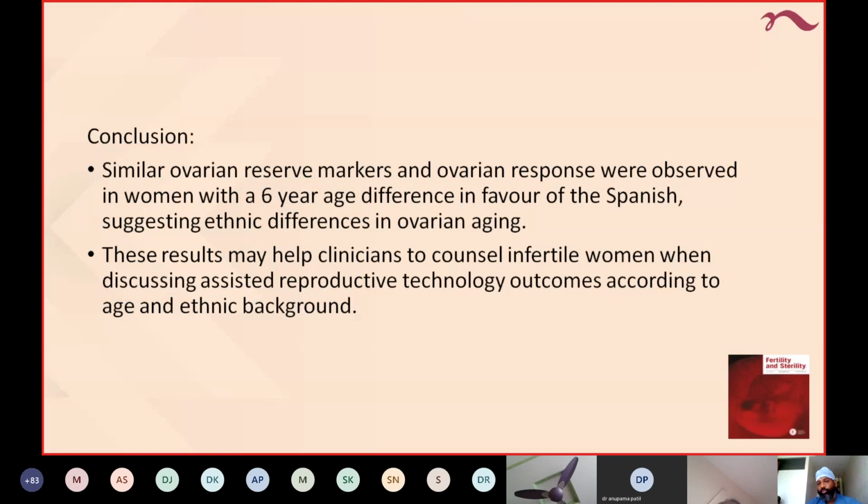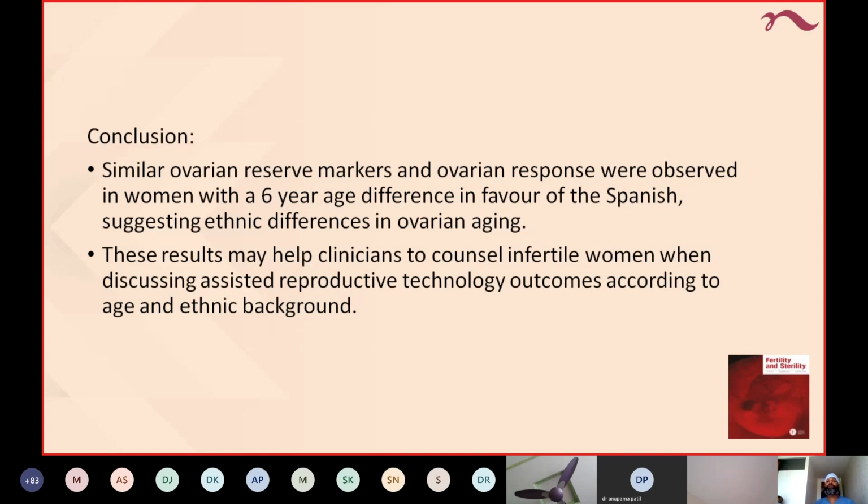But Spanish women, if at 40 years of age, how much follicular or ovarian reserve they have, Indian women have so much less reserve at 34 years of age. In the sense, ovarian aging is faster in Indian women compared to the European women, Spanish women.